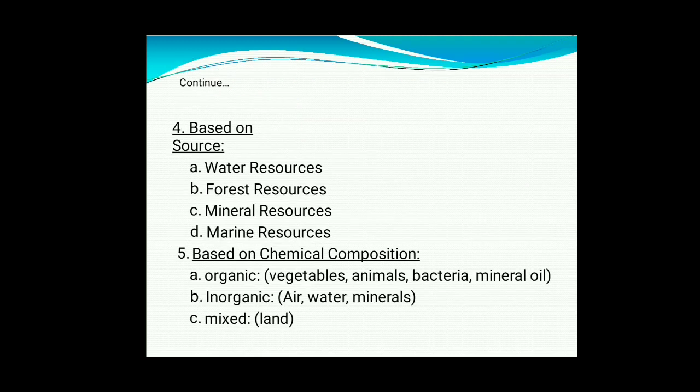Now next is based on source. Based on source, they are divided into water resource, forest resource, mineral resource, and grain resource. Next is based on chemical composition. Chemical compositions are further divided into three categories. First is organic. Organic includes vegetables, animals, bacteria, and mineral oil. Inorganic includes air, water, and minerals, and mixed is land.